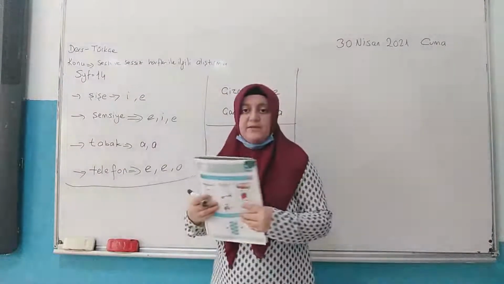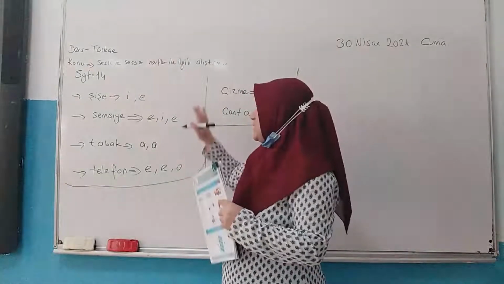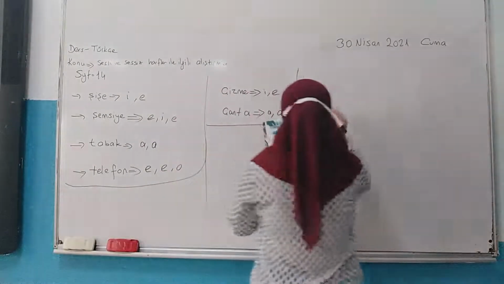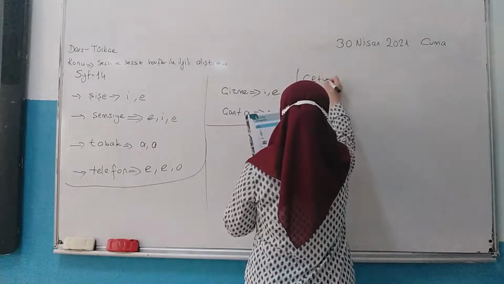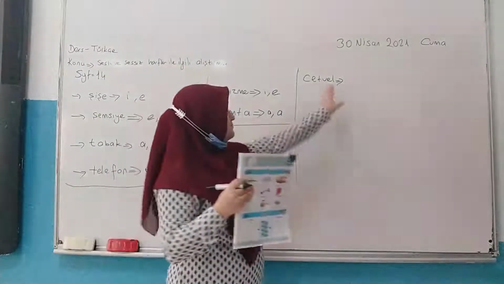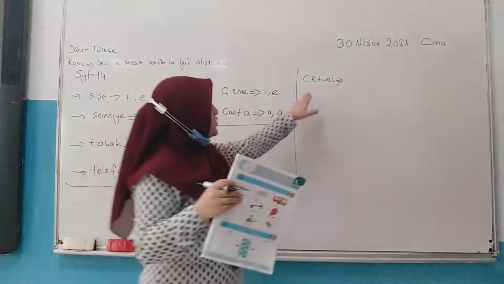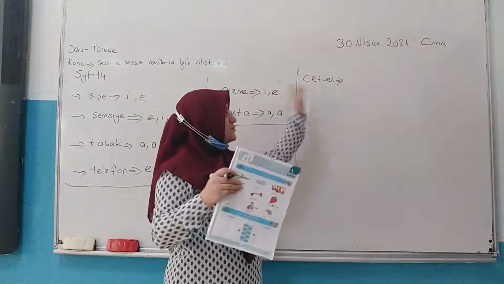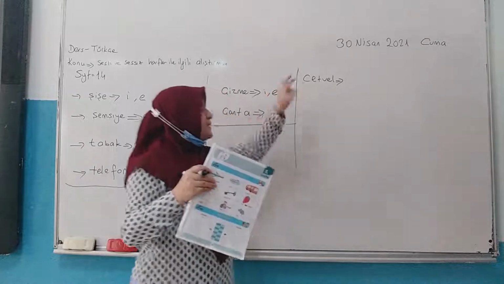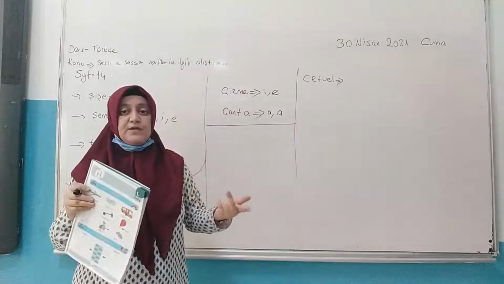Now we are going to write consonant sound inside of the word. We are going to do the opposite version of this activity. Okay. We have cetvel. Cetvel, you remember what it means? It is a ruler. Okay, ruler. So we are going to find out consonant sounds inside of this word. I am looking at which one is consonant, which one is vowel.